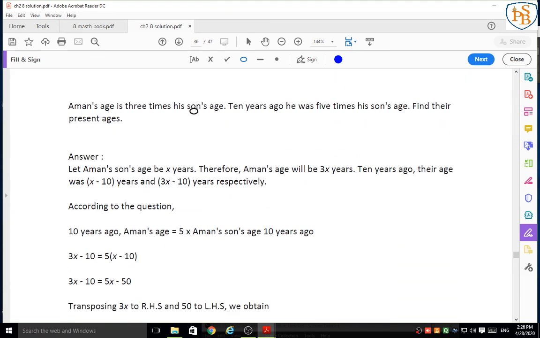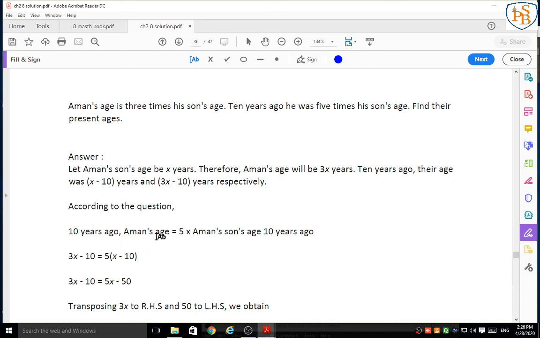Aman's age is 3 times his son's age. That means let Aman's son's age be x. So Aman's age is 3x. Absolutely correct. 10 years ago, what will be the age of Aman's son? That is x minus 10, and Aman's age is 3x minus 10. At that time he was 5 times his son's age, so I have to multiply by 5 with Aman's son's age. So 3x minus 10 is equal to 5 in bracket x minus 10.